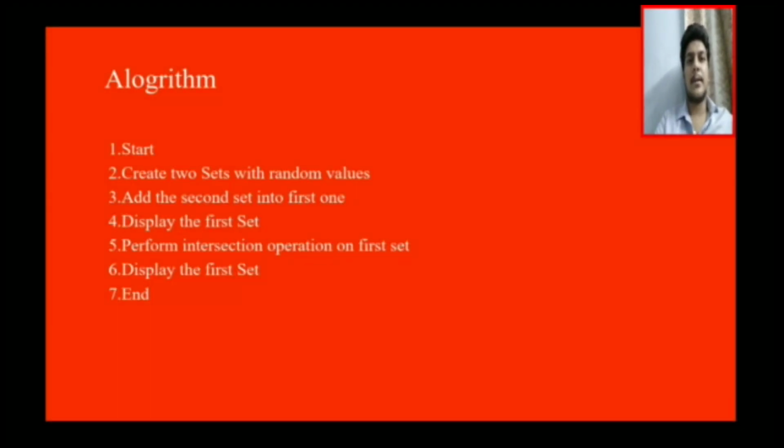Algorithm. First of all, we will start our text editor or IDLE IDE. In that, we will create two sets with random values. Add the second set into the first one using the union function. The output of the union function, we will display using the print function. Then we will perform an intersection operation. Then we will see our final output and end the program.